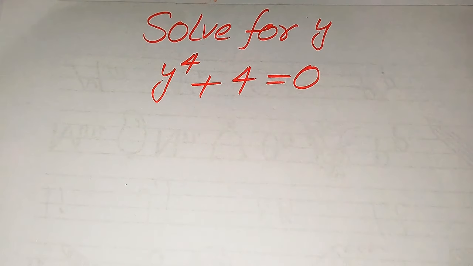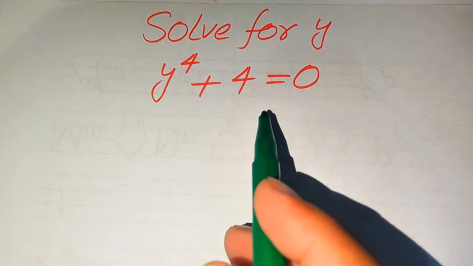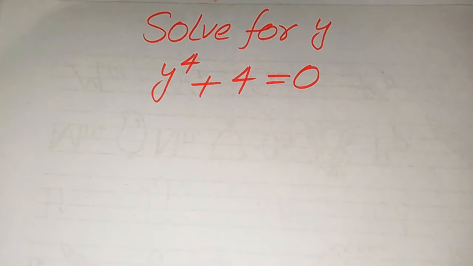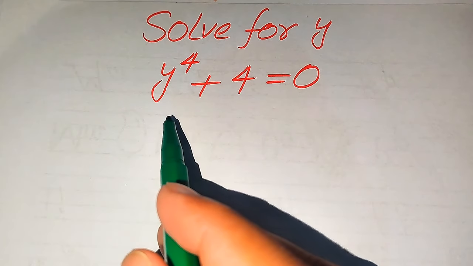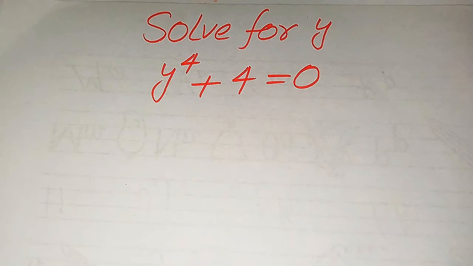Hello everyone, how to solve this problem for the values of y if we have y to the power of 4 plus 4 equals 0, and we solve this problem for all the values of y. You see here the highest power of y is 4. It means that this equation has 4 roots or 4 solutions. So we need to find all those 4 roots.